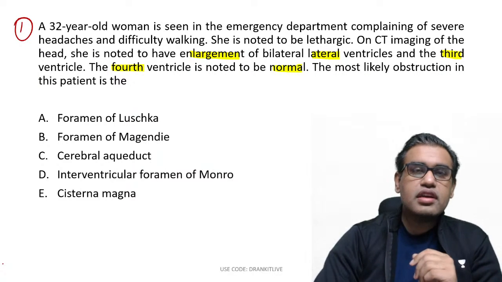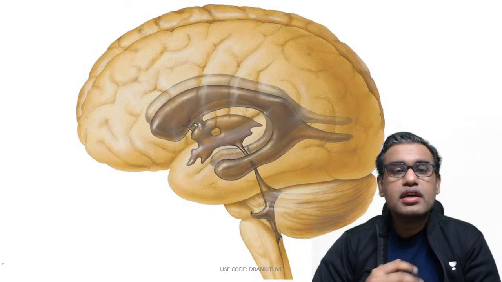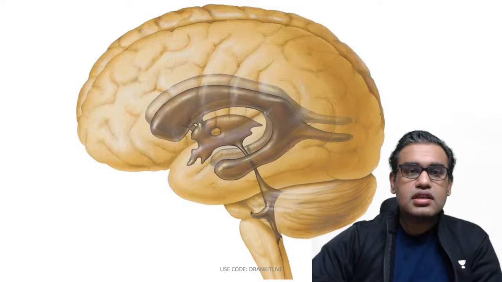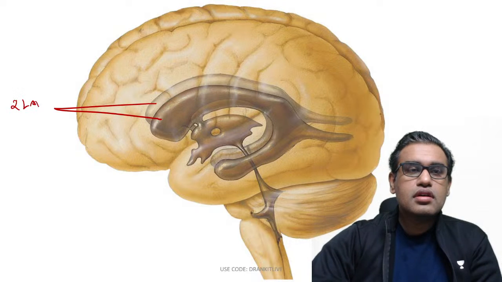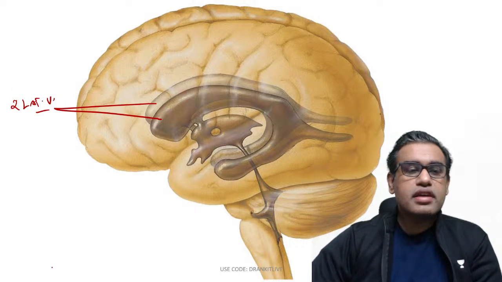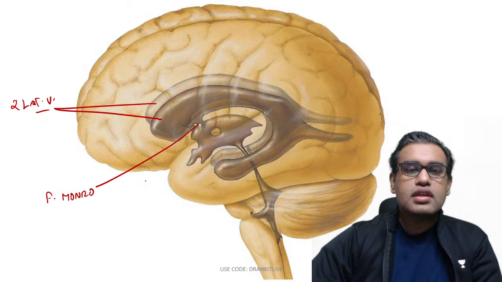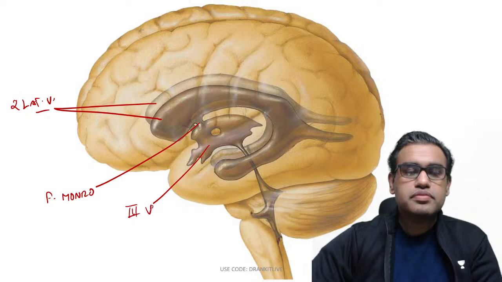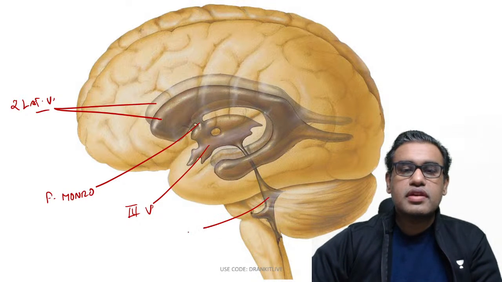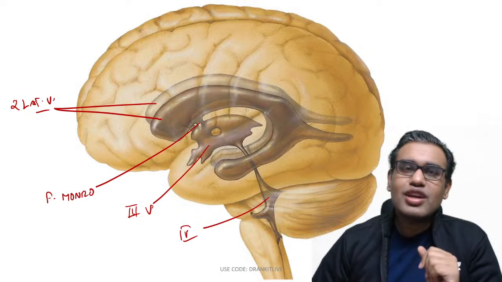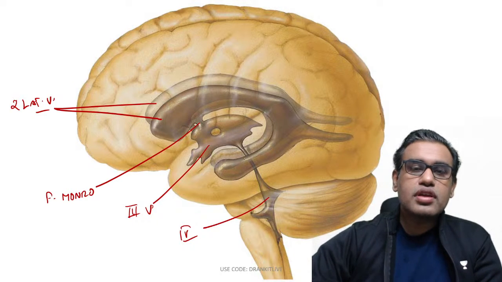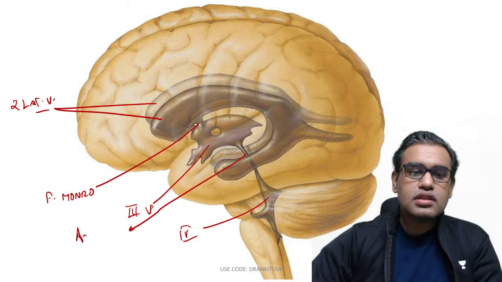Simple. If you look at the ventricular system over here, these are the 2 lateral ventricles, one in each cerebral hemisphere. These 2 lateral ventricles, through the interventricular foramen of Monro, will enter where? Into the third ventricle. And this is your fourth ventricle. It is located in the cerebellum, pons and medulla. So the third and fourth ventricles communicate with each other through the aqueduct of Sylvius over here. This is your aqueduct of Sylvius.